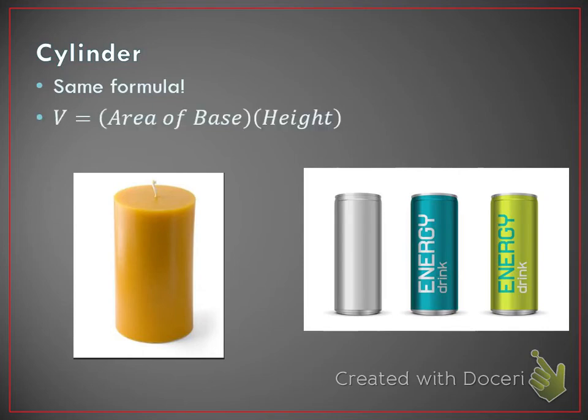You could use this formula, or you could actually plug in the area formula for a circle, because the base shape is a circle. What is the area formula for a circle? Pi r squared. So instead of saying area of the base and going off to the side and doing pi r squared, you could plug in pi r squared. Does everyone see how that happened? This is the same as this. It's just specific to a circle or a cylinder.